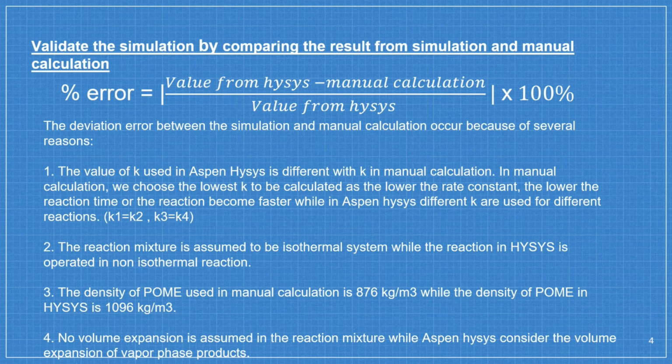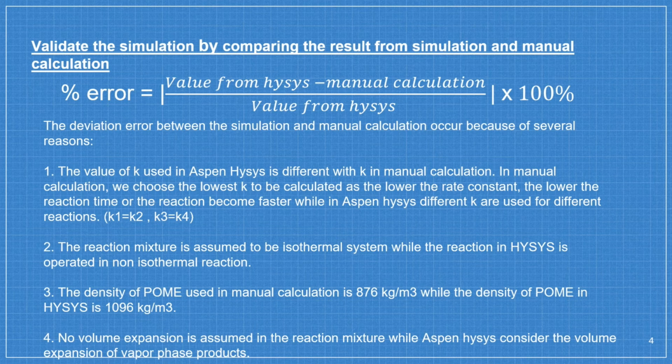In our manual calculation, we choose the lowest k to be calculated, because the lower the rate constant, the longer the reaction time, while in Aspen HYSYS, different k are used for different reactions. Second, the reaction mixture is assumed to be an isothermal system, while the reaction in HYSYS is operated in a non-isothermal reaction.